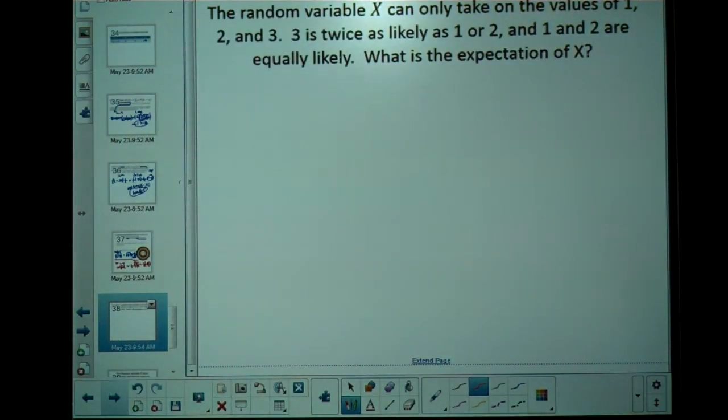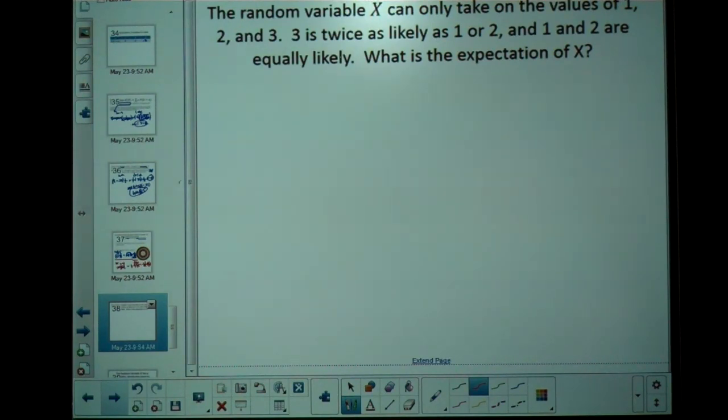All right, so now let's get into some of the types of questions that IB would normally ask us. And this is a really standard example. They give us a random variable x. They say it can only take on values of 1, 2, and 3. 3 is twice as likely as 1 or 2. 1 and 2 are equally likely. We need to find the expectation of x.